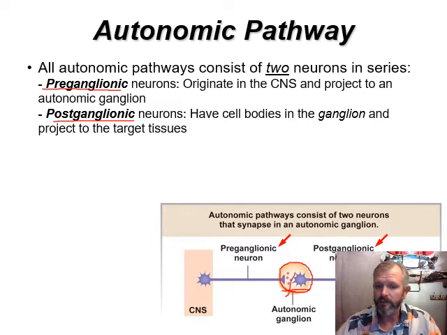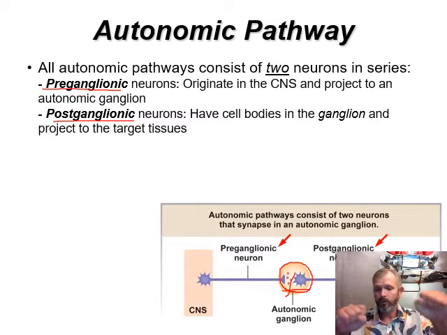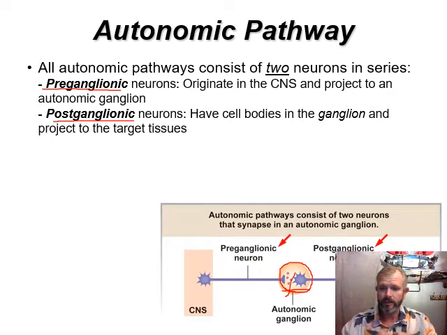In these autonomic ganglia, the preganglionic neuron is going to synapse with the postganglionic neuron. That is true for both the sympathetic and the parasympathetic pathway. We're going to see there are differences in the pre- and postganglionic neurons and their neurotransmitters, but they both have a pre- and a postganglionic neuron that gets us out to the target tissue. This is the common type. There are some special circumstances which we'll look at, but typically there are preganglionic and postganglionic neurons.